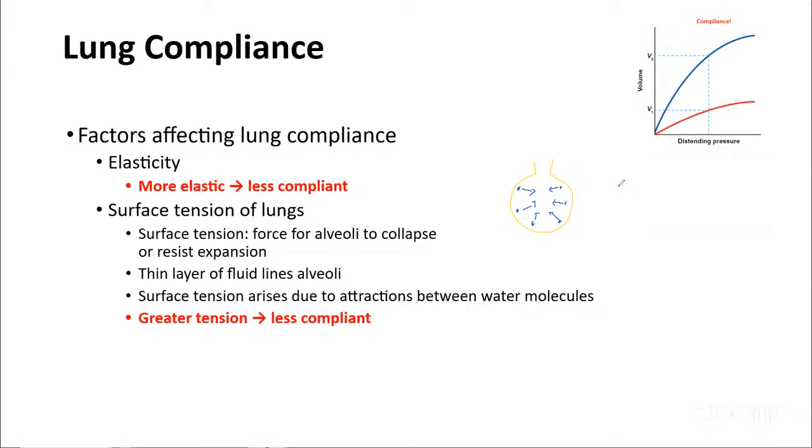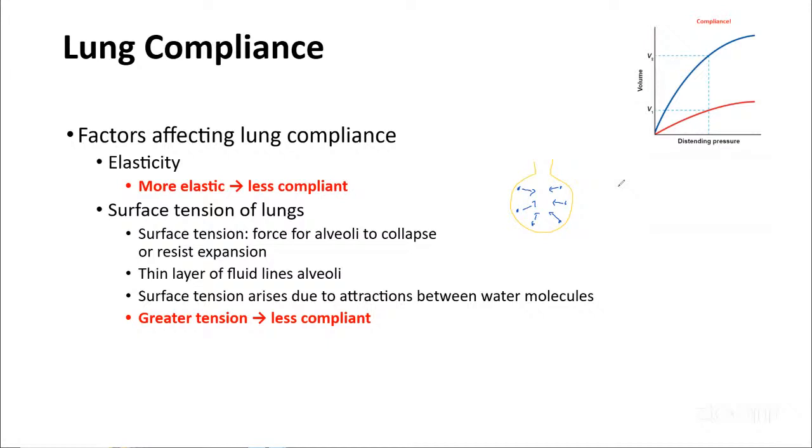And if they were to do that, they would pull the walls of the alveolus closer together and collapse it, okay? So they're pulling on each other, pulling on the alveolus overall, okay? And then we have this thin layer of fluid lining the alveoli, okay? So we have this surface tension attraction between water molecules, but this is why we cared about surfactant, right?